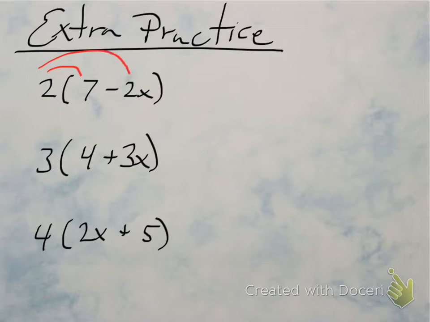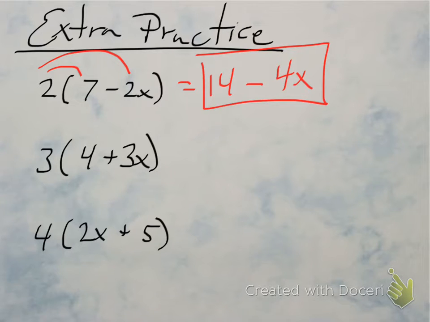What do you think? All right, 2 times 7 is? 14. 14, and we got a minus. Notice the minus just carries over. And 2 times 2x is? 2 times 2 is? 4. 4x's, and that's it. And we're done. And you can't combine 14 and 4x. We'll talk more about that later on. Do you know what x is? Well, one's an x and one's a number, so they're not considered like terms.